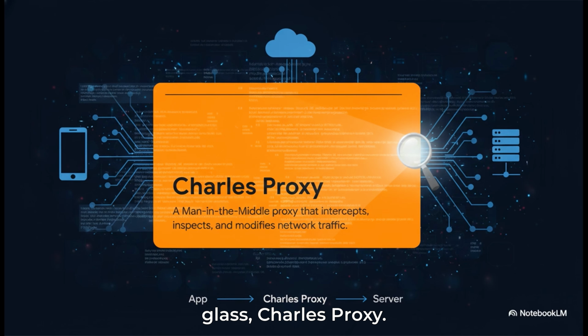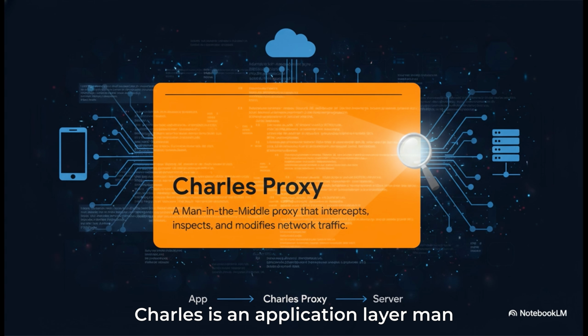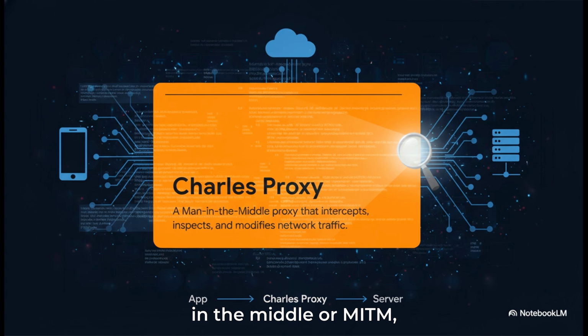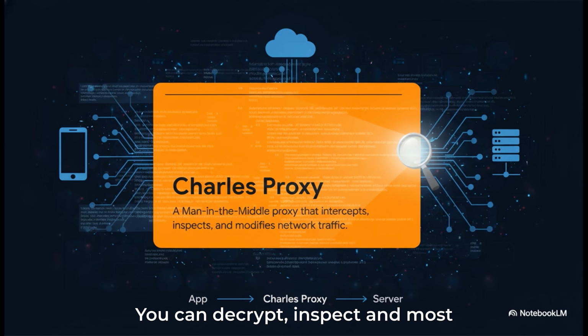Enter your magnifying glass, Charles Proxy. So what is it? Charles is an application layer man-in-the-middle, or MITM, HTTP and HTTPS proxy. Basically, that means it sits directly between your app and the internet. It acts as a bridge. So instead of your app talking directly to the server, it talks to Charles, and Charles talks to the server. Running this, even if you're just using the trial version on macOS, gives you total transparent visibility. You can decrypt, inspect, and most importantly, modify every single piece of data traveling back and forth.